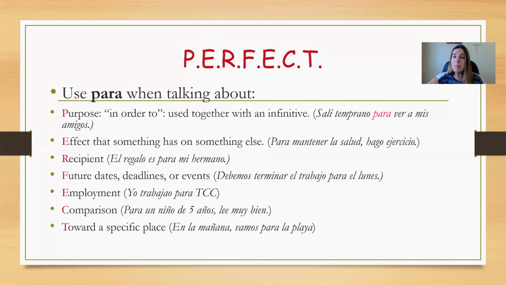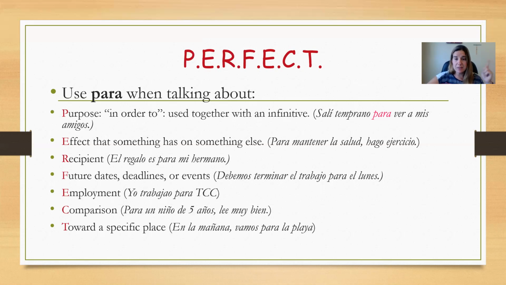So for purpose, you're going to use it with an infinitive. Salí temprano para ver a mis amigos. And that's kind of like in order to. I left early in order to see my friends, for a purpose. And in that case, with the purpose, it's used typically with another verb. Para comer, para ver, para obtener, para conseguir.